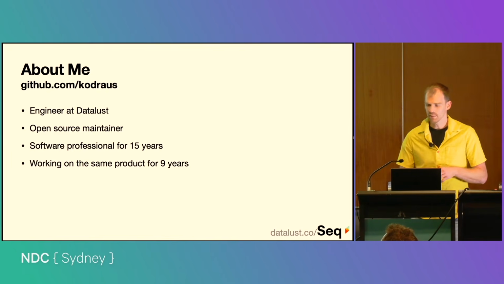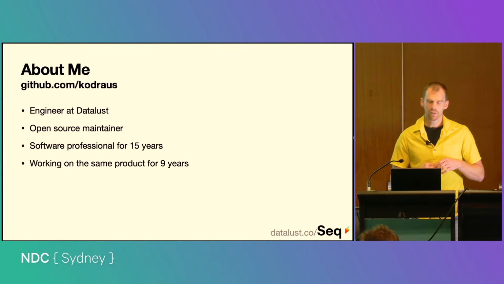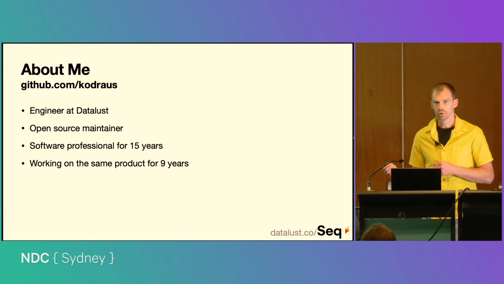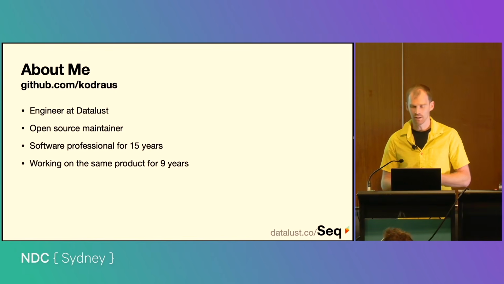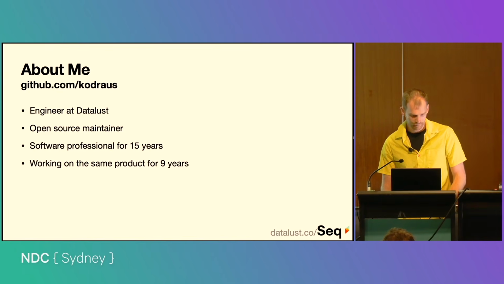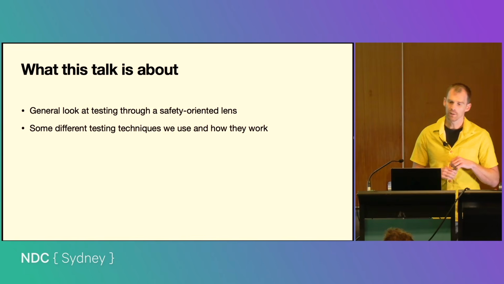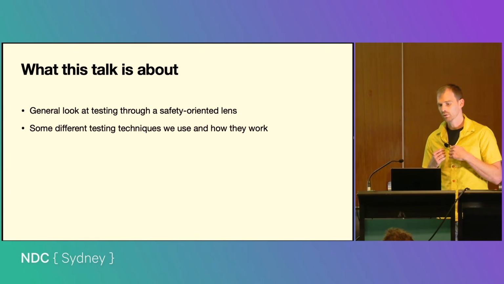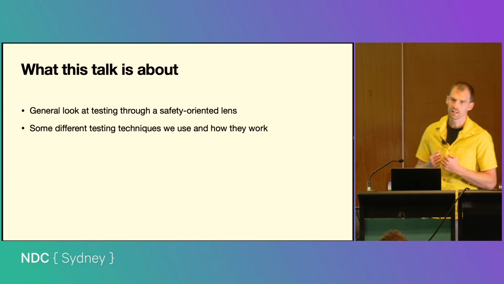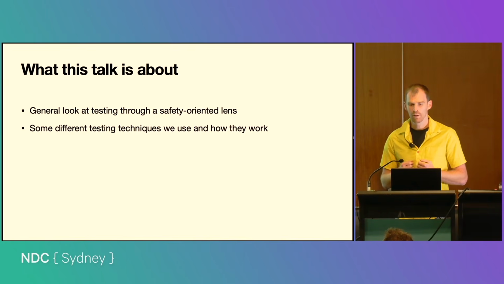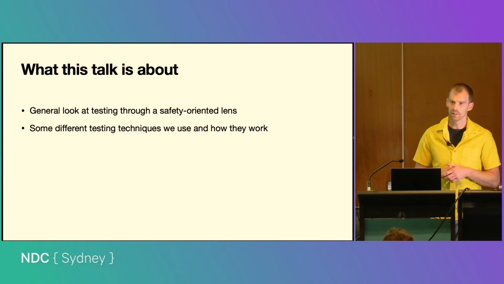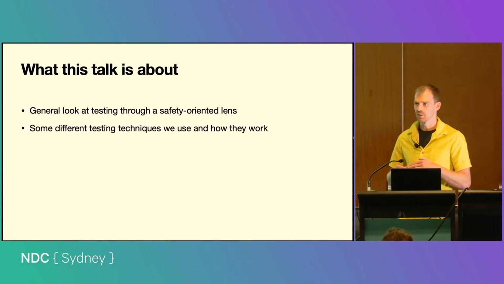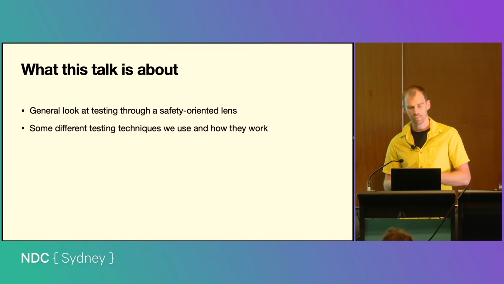And so I think that's given me some interesting insight into the long-term life cycle of software and the impact that testing has across such long time frames. So today we're going to be looking at some general approaches to testing and ways of thinking about testing through a safety-oriented lens. So using methodologies that are used in more safety-critical industries and then diluting them down to the needs of our software systems and how they can still help us there.